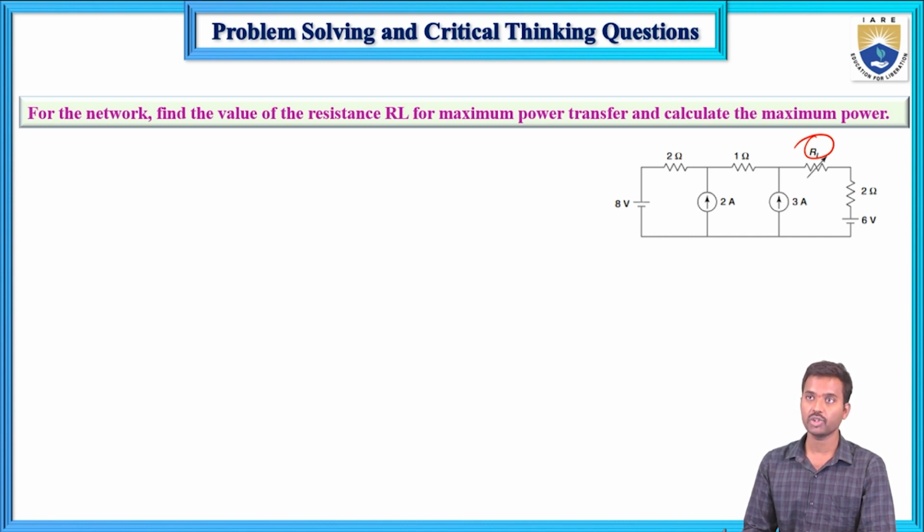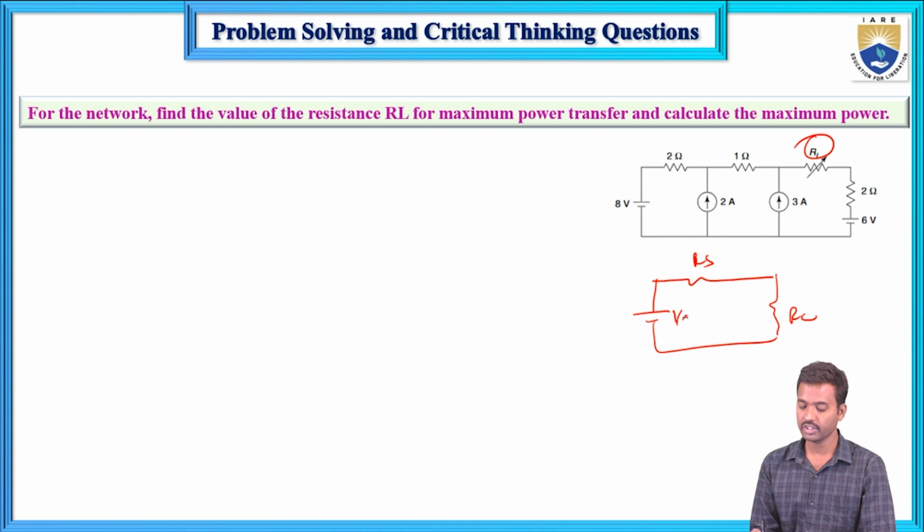When load resistance equals source resistance, we get maximum power transfer. So we know the statement: when load resistance equals source resistance, maximum power is transferred to the load. I will use that statement here. This is the circuit: this is RL, this is RS, and this is VS. When load resistance equals source resistance, the maximum power P maximum is transferred to the load.